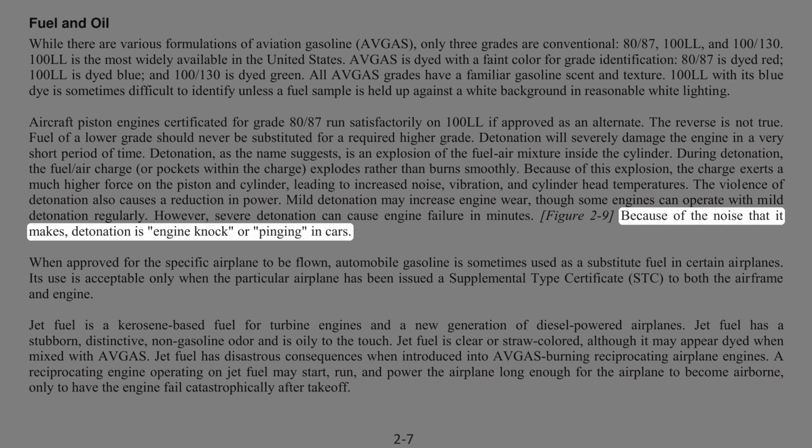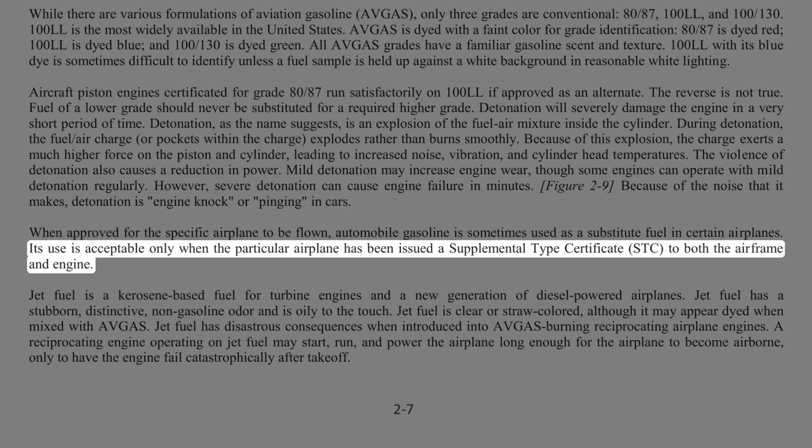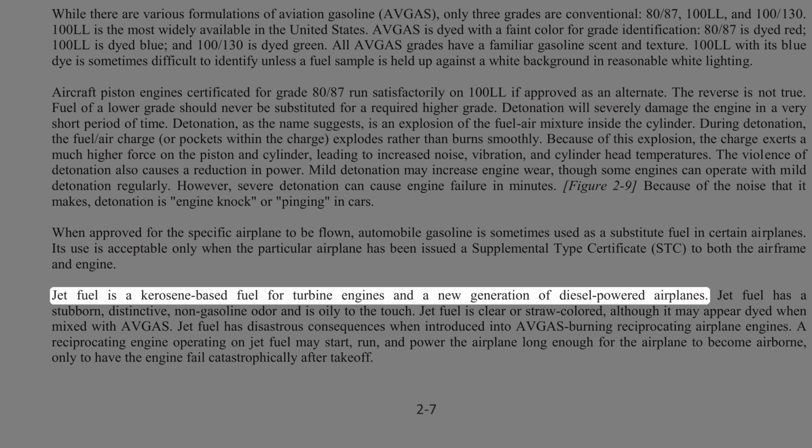Because of the noise that it makes, detonation is known as engine knock or pinging in cars. When approved for the specific airplane to be flown, automobile gasoline is sometimes used as a substitute fuel in certain airplanes. Its use is acceptable only when the particular airplane has been issued a Supplemental Type Certificate, STC, for both the airframe and engine. Jet fuel is a kerosene-based fuel for turbine engines and a new generation of diesel-powered airplanes.